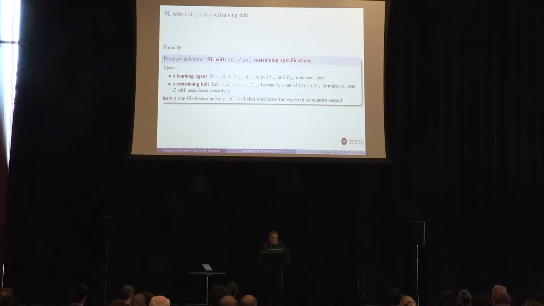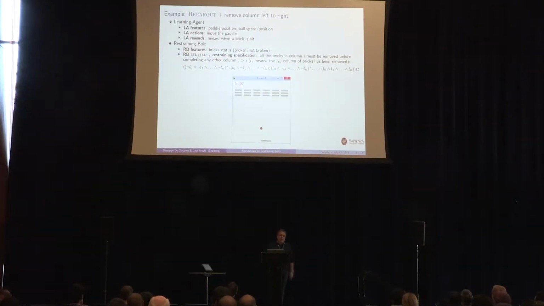What we want to do is have the learning agent learn a non-Markovian policy. It cannot be a Markovian policy this time because it needs to get rewards over traces. So, a non-Markovian policy that maximizes the expected cumulative reward. Let me give you some examples. Actually, Luca is going to show this example in more detail, but for now I just want to see them very conceptually, very high level.